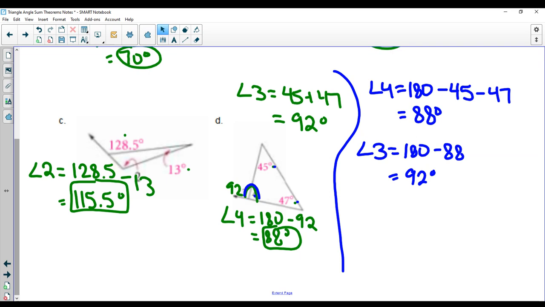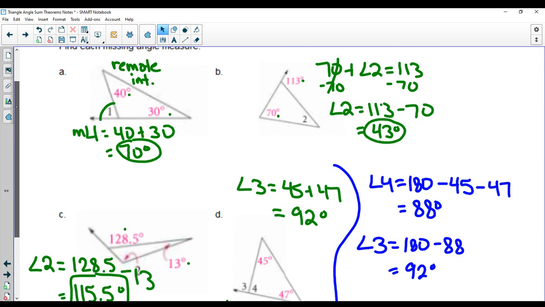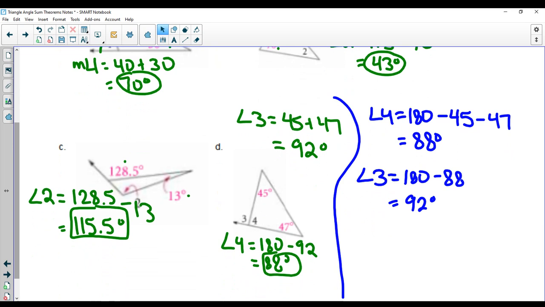Again, on letter D, you have options. All right, let me erase what I've done here so you can see. If you're asked to find an exterior angle and the angle adjacent to it, you have options. I don't care which option you do as long as you get the correct answers. And then on the rest of them that we did, A, B, and C, you had to use the exterior angle theorem. That's all you had to use.